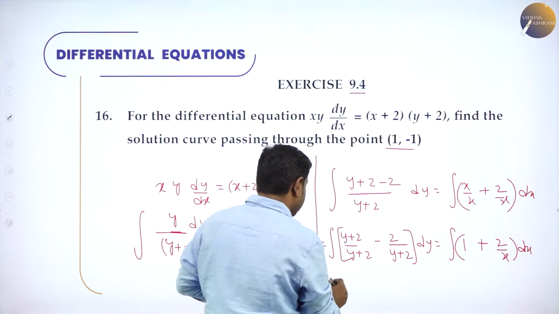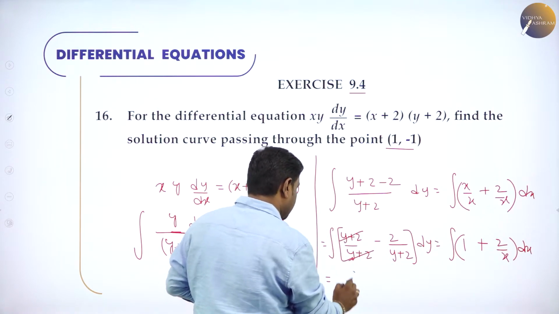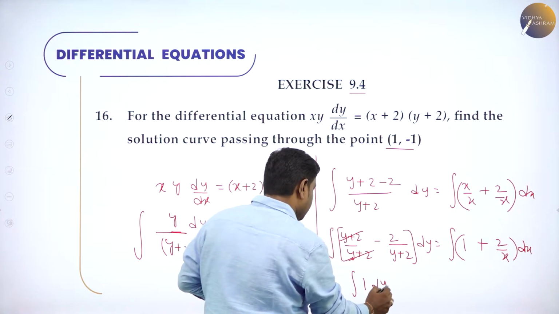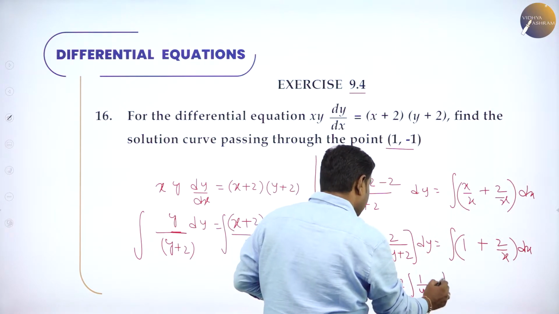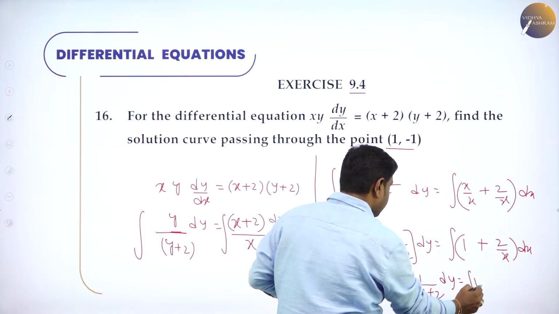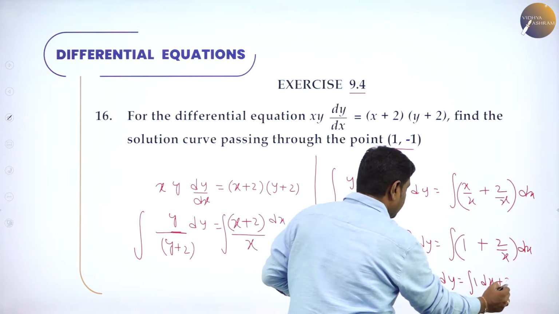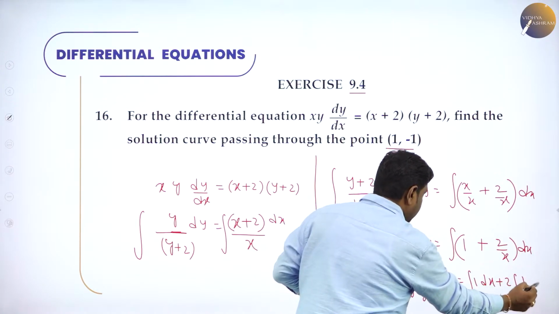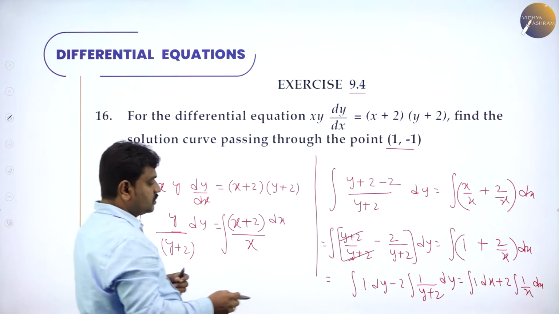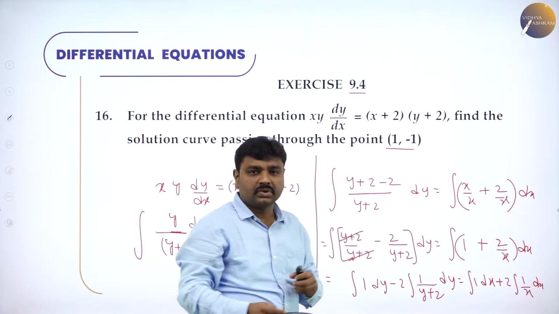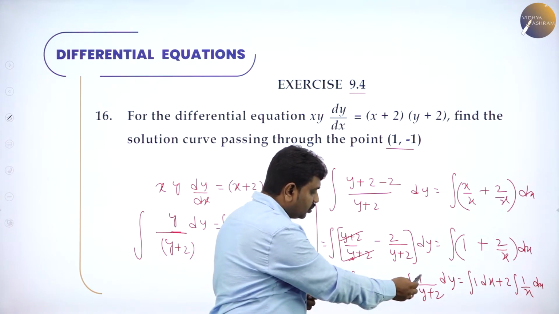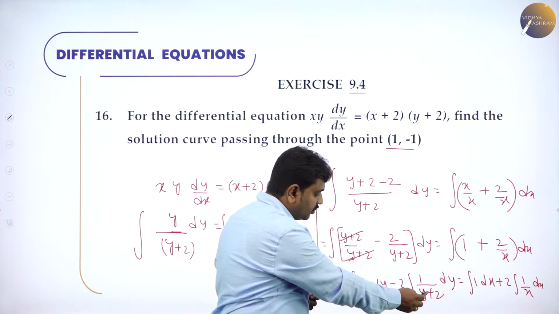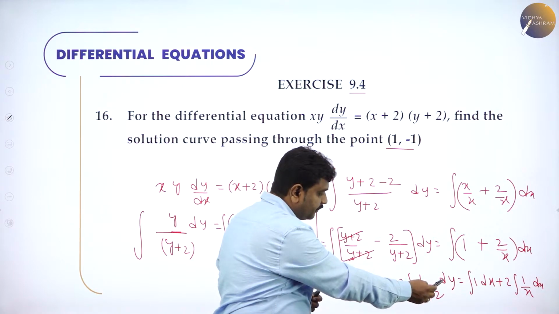Now I can cancel y plus 2 with y plus 2. So it will become integration of 1 dy minus 2 times integration of 1 by (y plus 2) dy is equal to integration of 1 dx plus 2 times integration of 1 by x dx. So now from here we'll continue: integration of 1 dy minus 2 times integration of 1 by (y plus 2) dy.